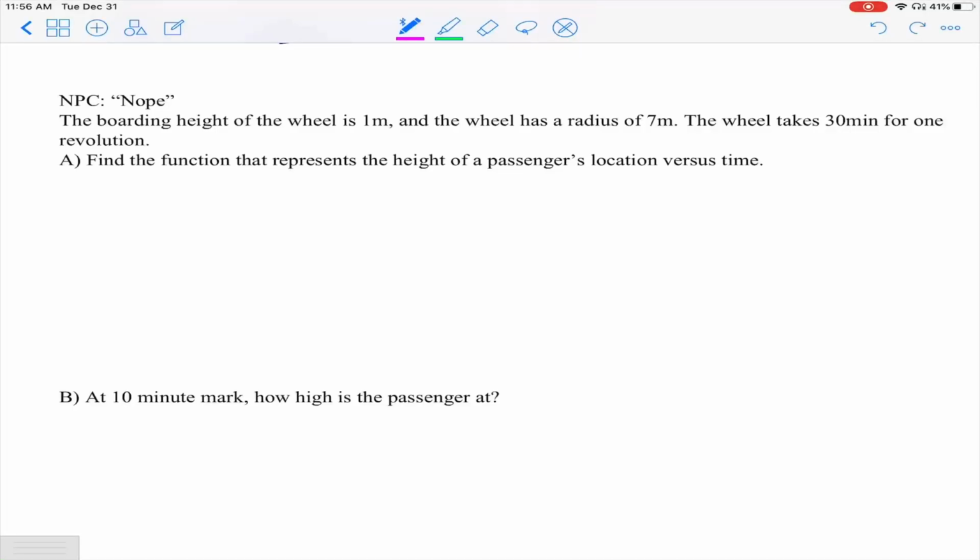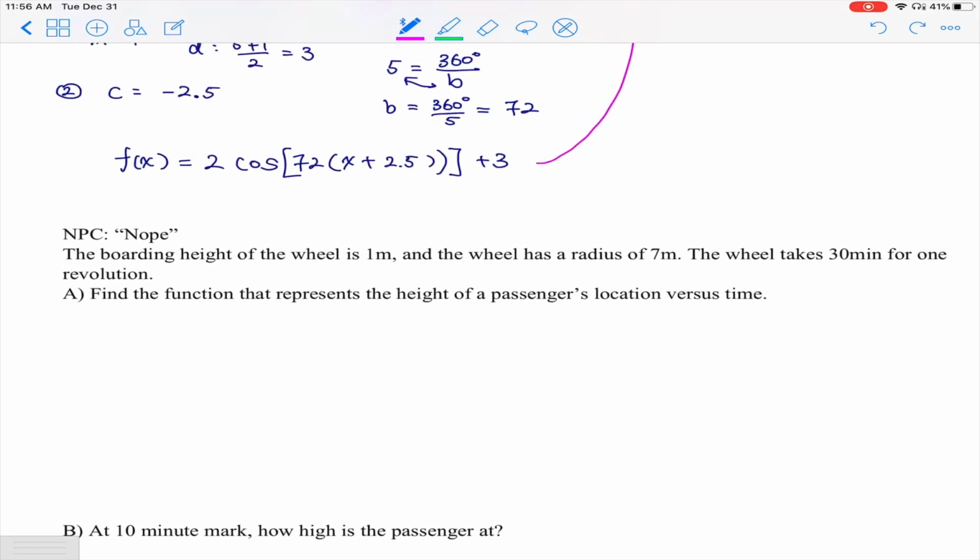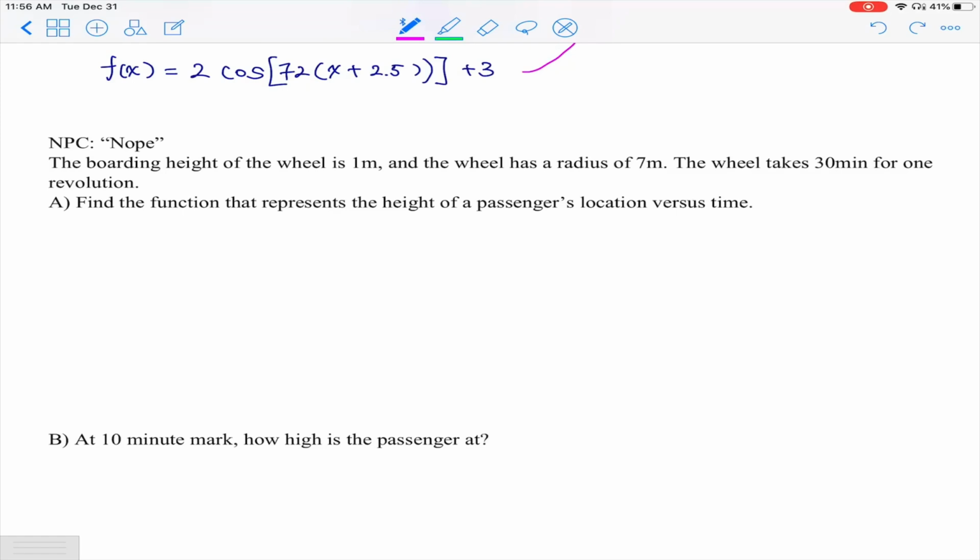The boarding height of a Ferris wheel is 1 meter, and the wheel has a radius of 7 meters. The Ferris wheel takes 30 minutes for 1 revolution. Find the function that represents the height of the passenger's location versus time. So what we have to do is find the maximum, minimum, start point, and the period. As long as we find those 4 components, we will be able to establish an equation.